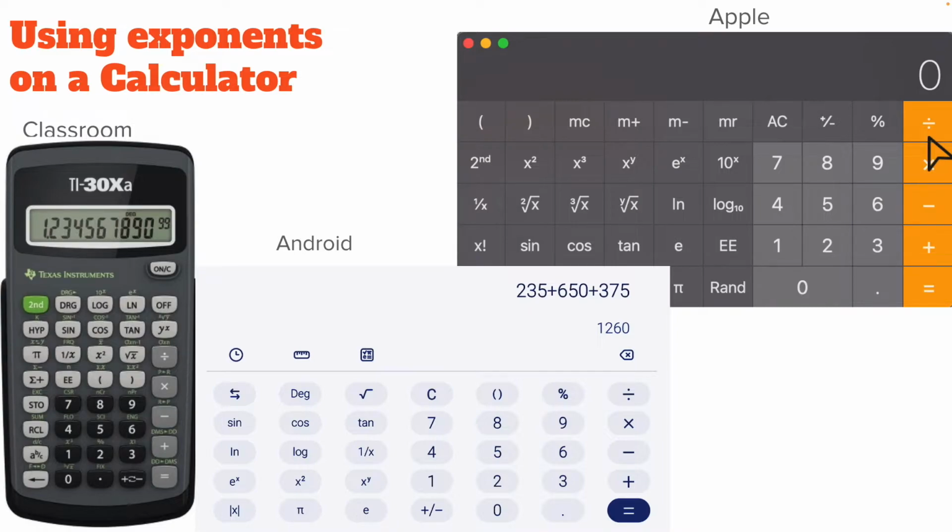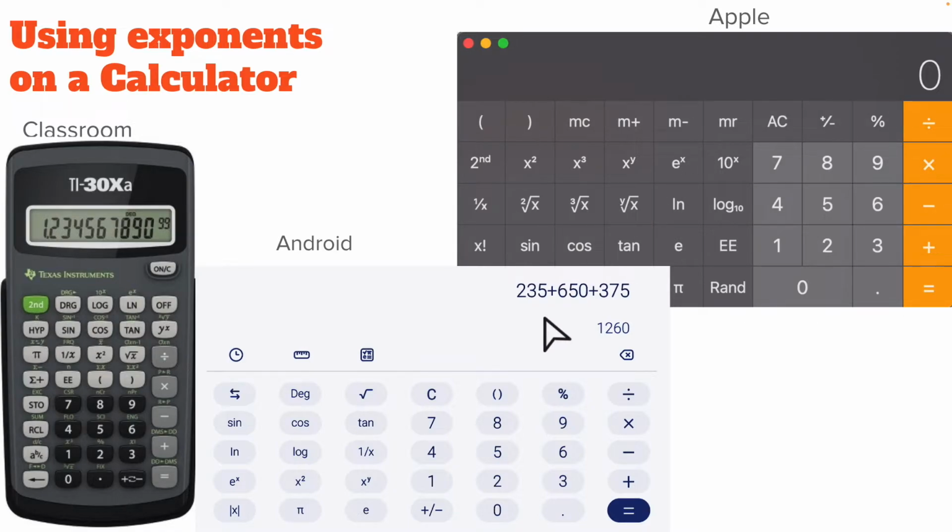Or you have the Android version. I'm not sure if there are different colors of that one. That was just the one that I could find real quick on the device that we had. So again, this is a scientific one. I do like Android because it actually shows you what you're doing and then gives you a little total. Apple doesn't do that. And then you can also see the history in Android. Again, Apple doesn't do that.